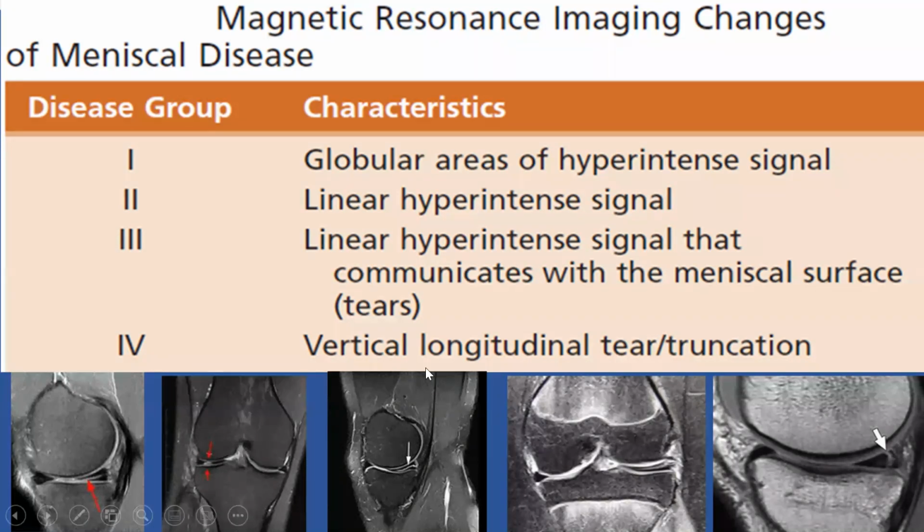Okay. Now, sticking to magnetic resonance imaging, we all know that an MRI tells us a lot about meniscus disease. And we have a classification for tears of the meniscus. And you have to know how to read an MRI. You have to know when the meniscus, even though it has areas of hyperintense signal, it does not mean that it's torn. It can be degenerated, but not torn.